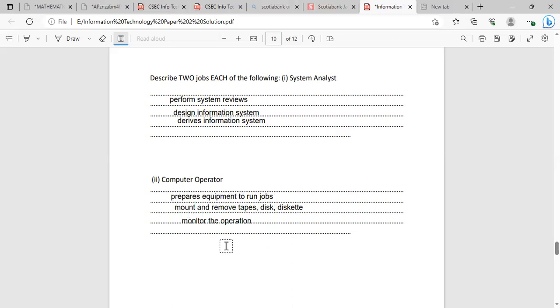All right, so let's just recap. Describe two jobs, each of the following. System analyst: perform system reviews, design information systems. It also derives information system requirements. For the computer operator, it prepares equipment to run jobs, mount and remove tape, diskette, etc. It also monitors the operation of whatever is happening. Depends on which industry, right? Let's go.